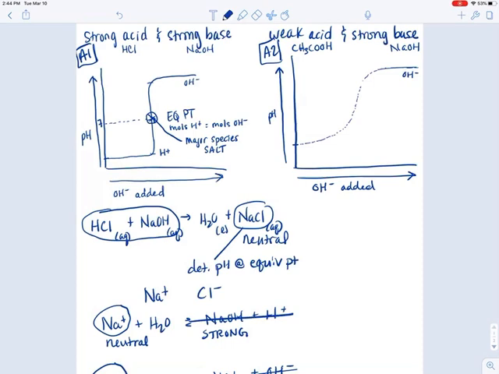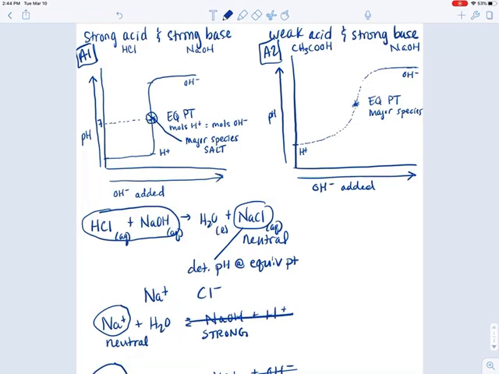So if we want to know, okay, the very beginning of the titration curve is mostly H+ present dictating the pH, and the end is mostly OH-. What species at the equivalence point is dictating the pH? Okay, again, the moles of H+ equals the moles of OH-. So the major species present is going to be the salt, which would be what?